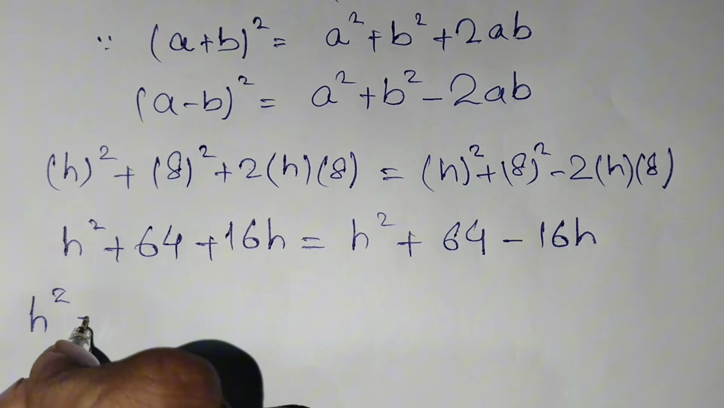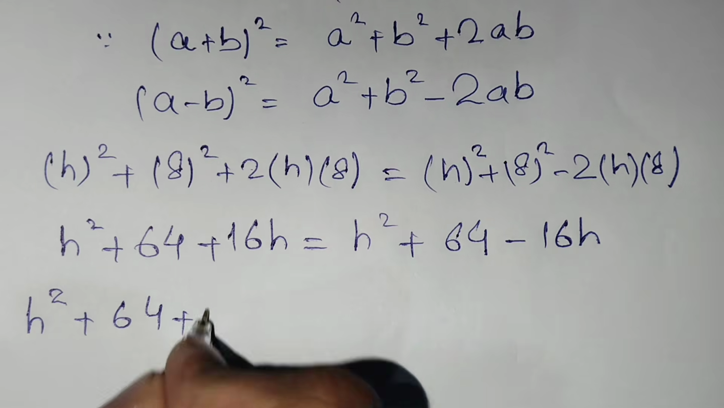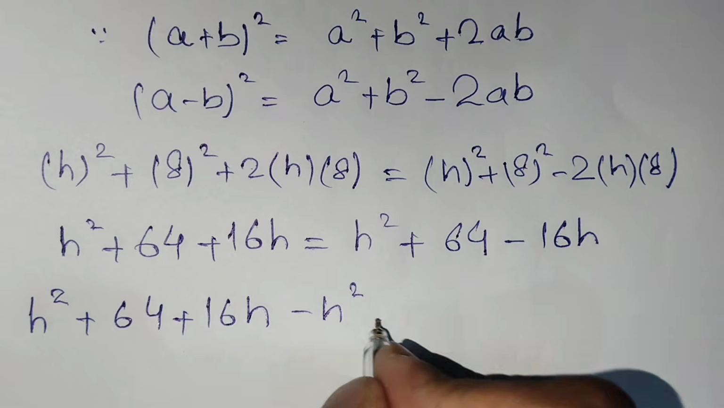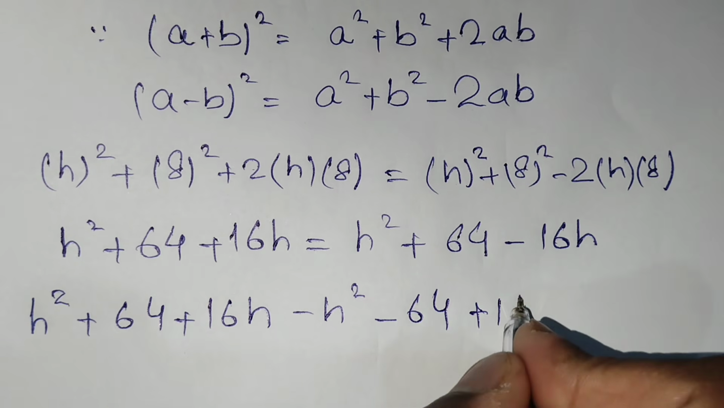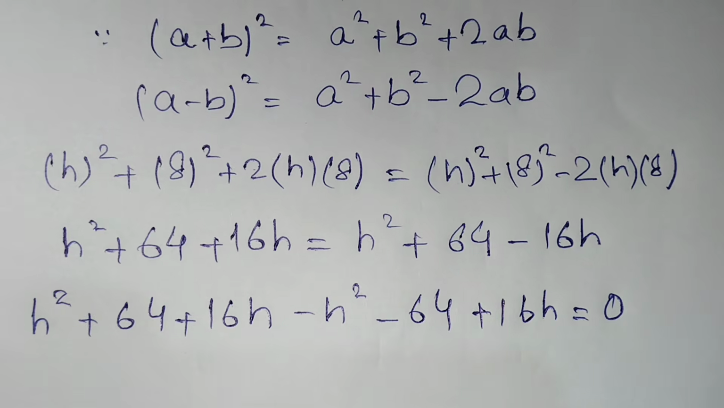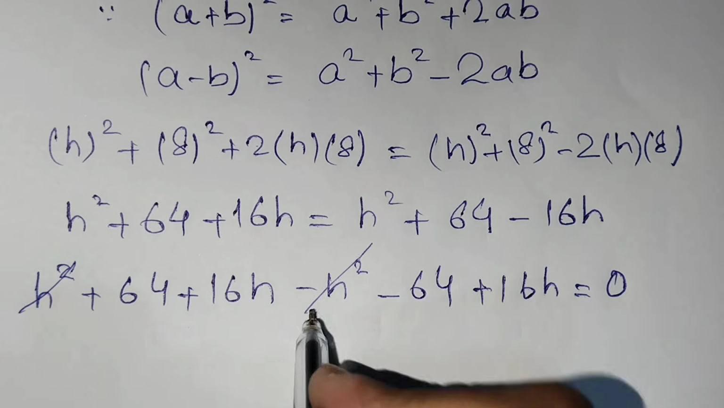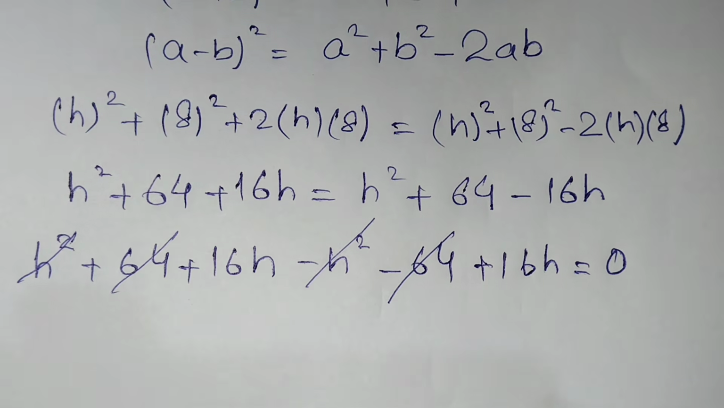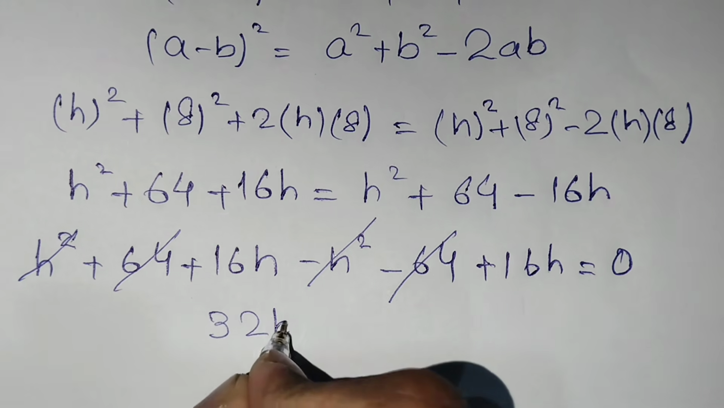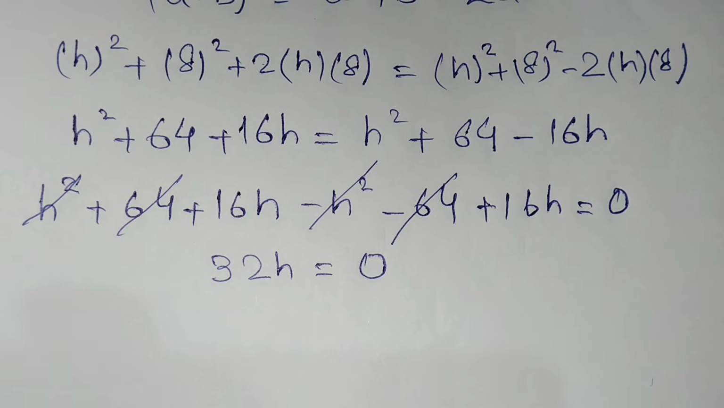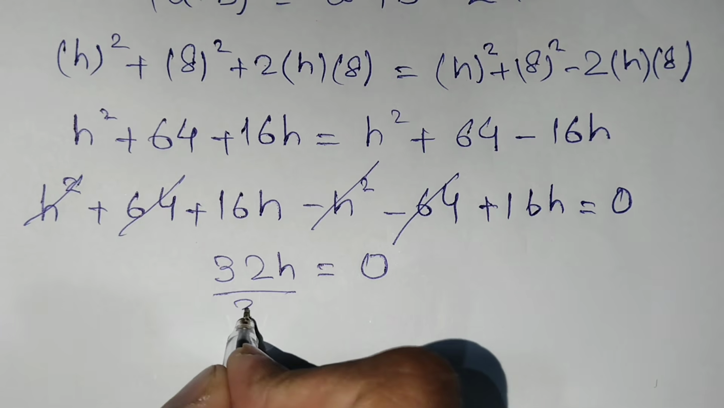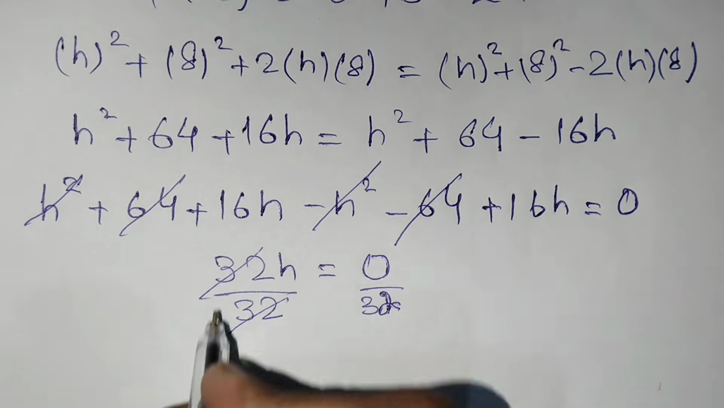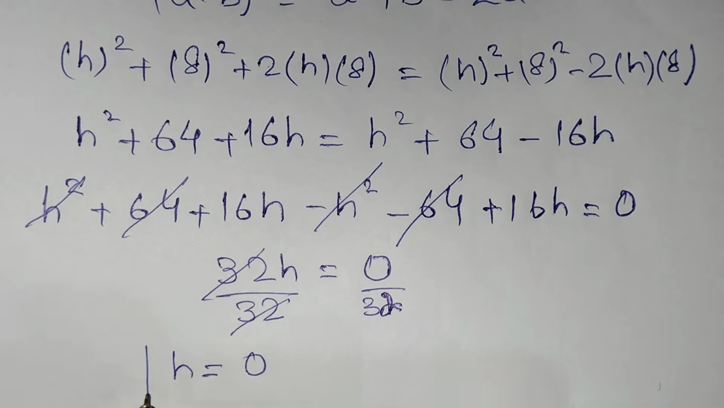We will take all these terms on the left hand side, so the sign will change. h square plus 64 plus 16h minus h square minus 64 plus 16h is equal to 0. h square cancels with h square, 64 cancels with 64, 16h plus 16h is 32h, which is equal to 0. Divide both sides by 32. 32 cancels 32, and we get the value of h, which is 0.